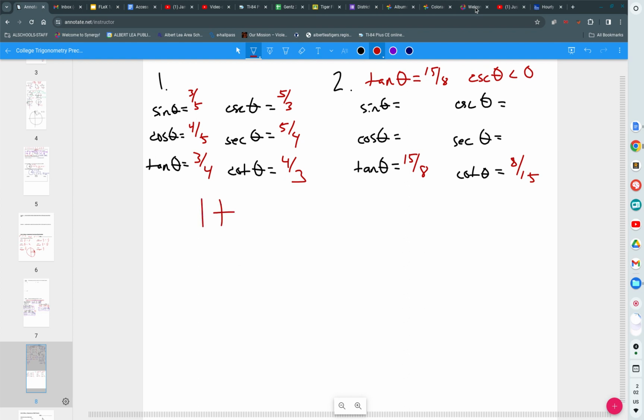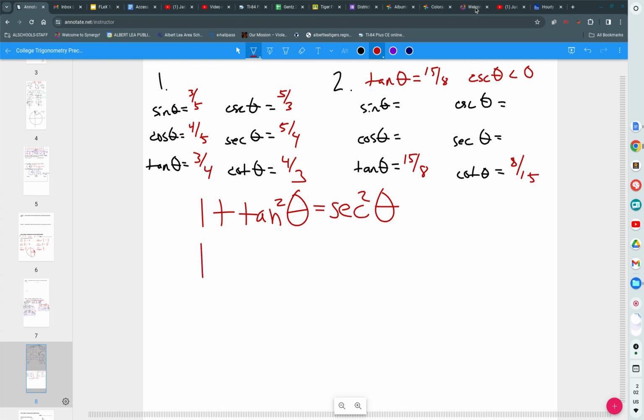Yeah, 1 plus tangent squared of theta is equal to secant squared of theta. Now you could also use the 1 plus cotangent squared as cosecant squared, but I just really like to focus on those two. I find I really don't have to use that last one. I can always turn to that one if I need to. So let's see how this works out then.